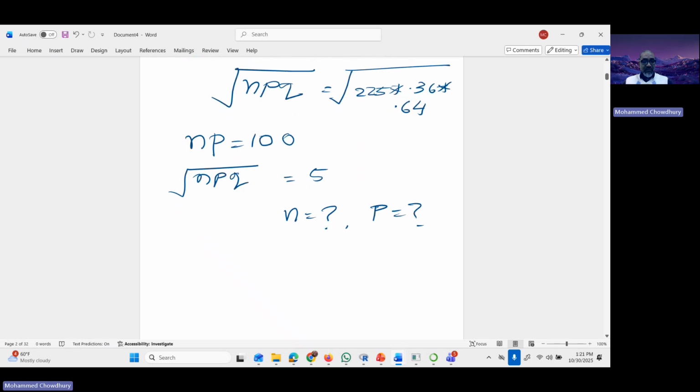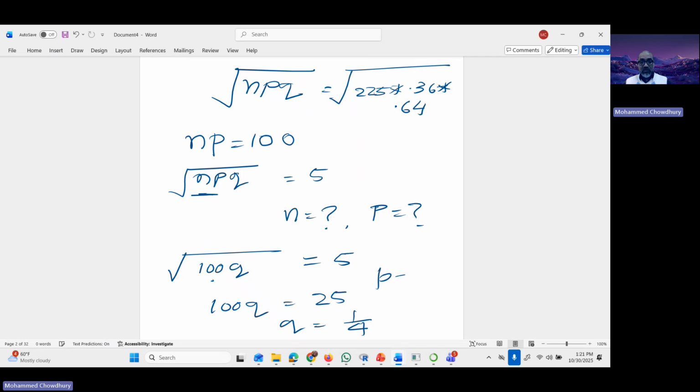So now if you plug np equal to 100 in there, you get the square root of 100q, right, equal to 5. If you square it, then you get 100q equal to 25. Then q equals what? You are getting 1 over 4.